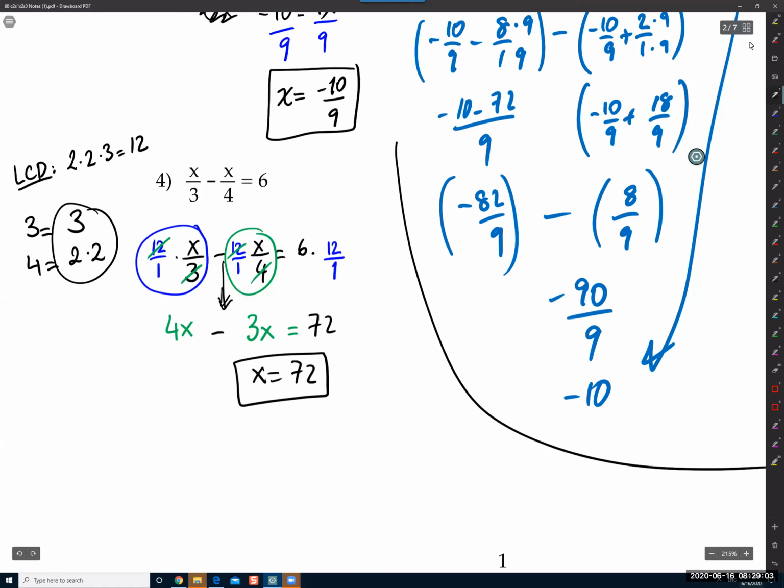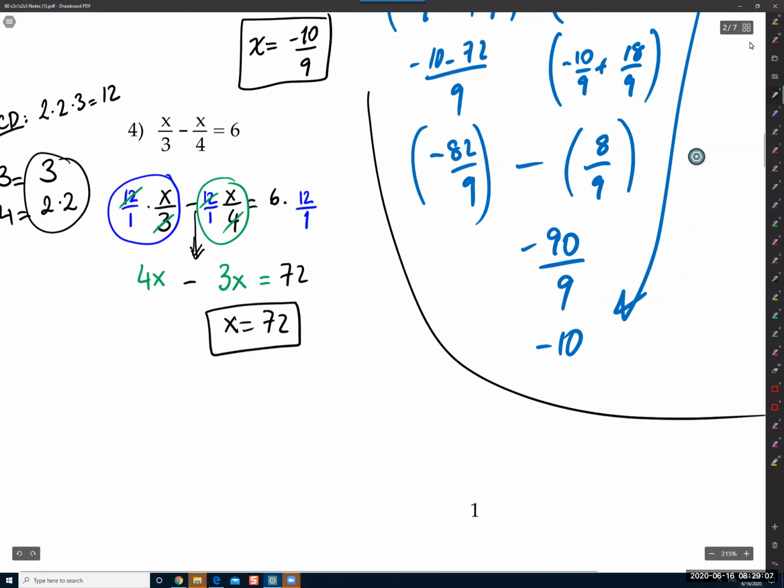This is the answer. And you want to check? Sure. This is easier to check. 72 over 3 minus 72 over 4. Is that equal to 6? What do you say? 72 over 3 is 24. I don't know, use the calculator. I don't have it. 24. 72 over 4 is 18. 24 minus 18 is 6. Just say yes. Okay, good.